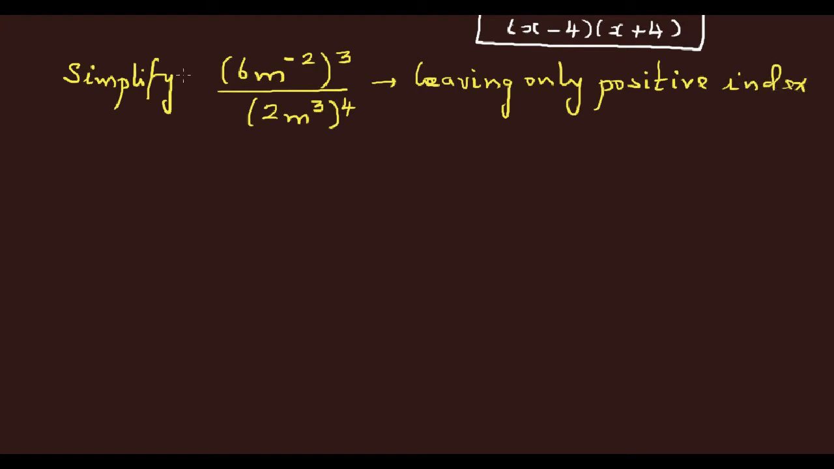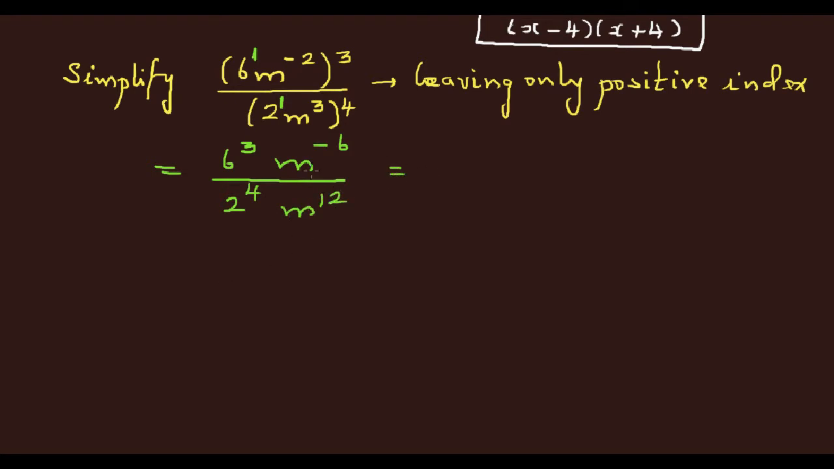The same approach. First, let's simplify the numerator. The index of 6 is 1. So using the rules of indices, this is 6 raised to 1 times 3, which is 3, m to the power negative 2 times 3, which is negative 6, divided by 2 to the power 4. 2 has an index of 1, so 1 times 4 is 4, m to the power 12.